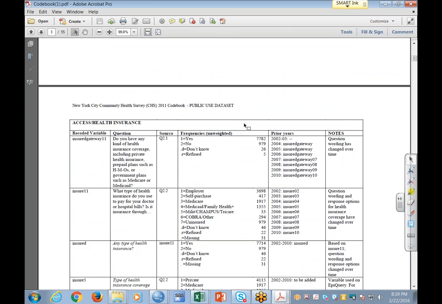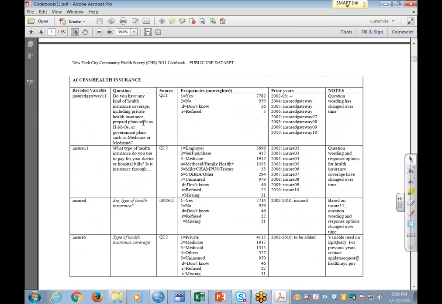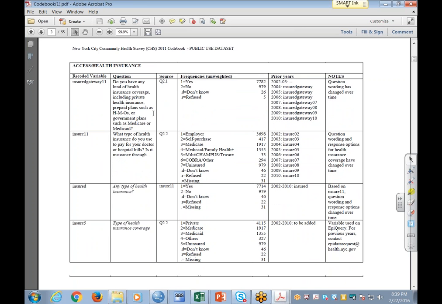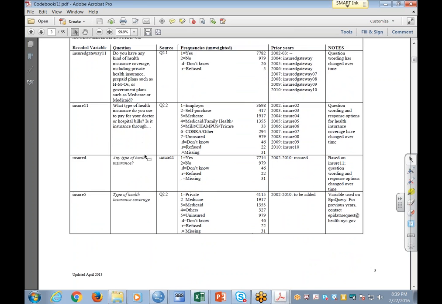Okay, but now if I go through these, we can see, let's see, do you have health insurance? That's something that may be relevant to a lot of us, right? Because we're talking about flu vaccine. We might want to know if you're more likely to get a flu vaccine if you have health insurance. That question might be relevant to us. What kind of insurance do you have?